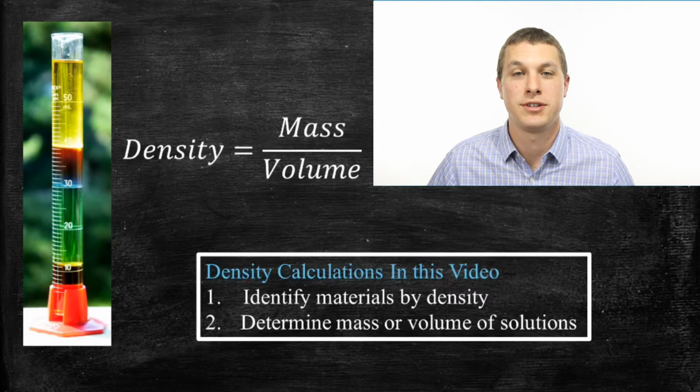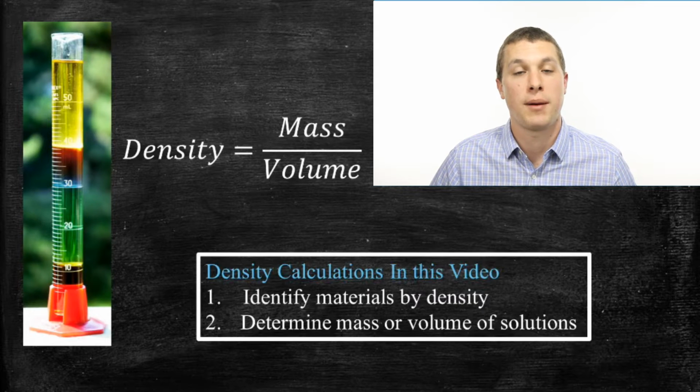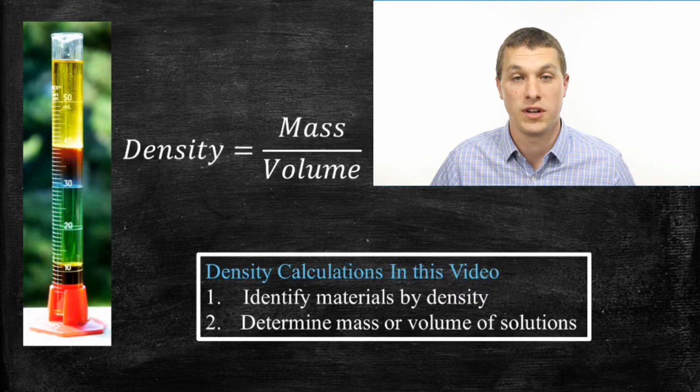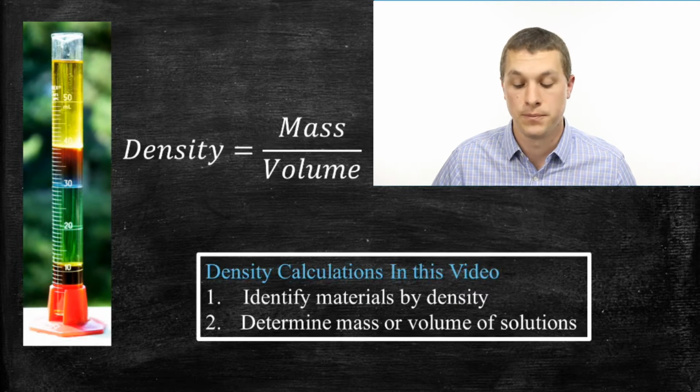In this episode of Real Chemistry, we're going to be talking about density. We're going to do two different types of calculation with density. The first is we're going to talk about how you can identify a material, what it's made out of, by using density. And the second thing we're going to do is talk about how you can calculate the mass or volume of a solution given its density.